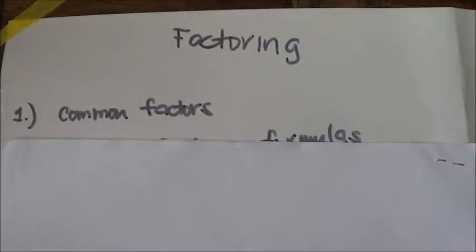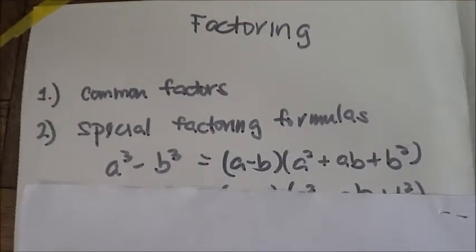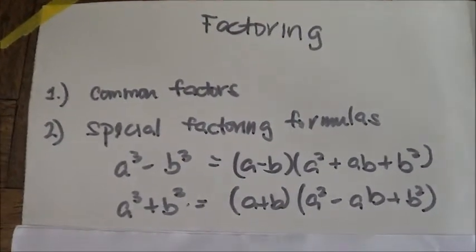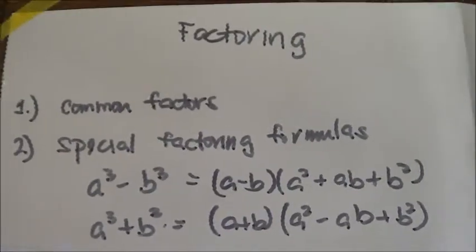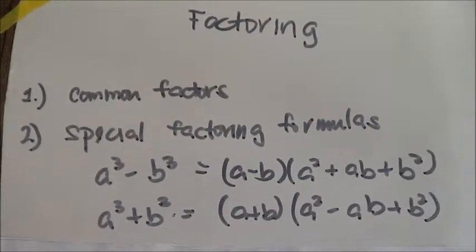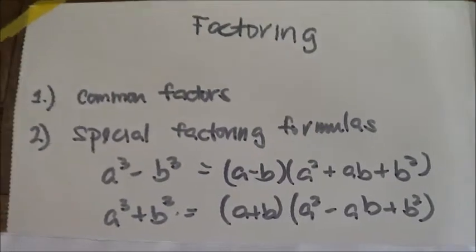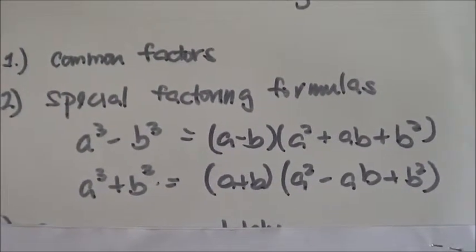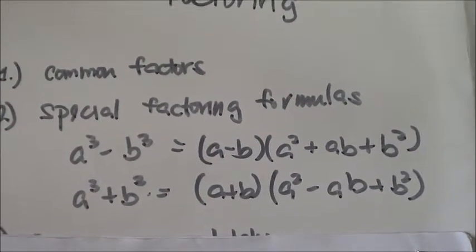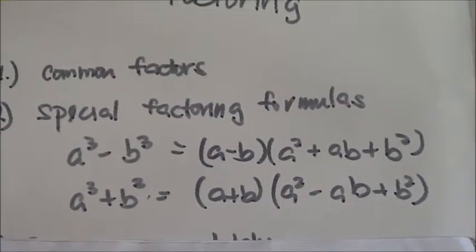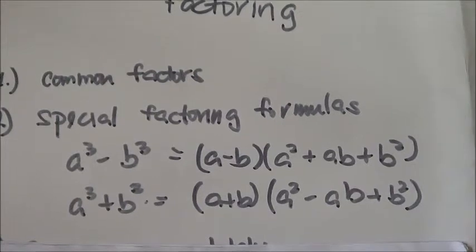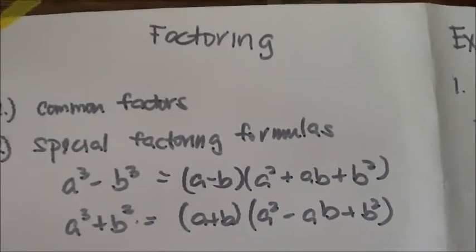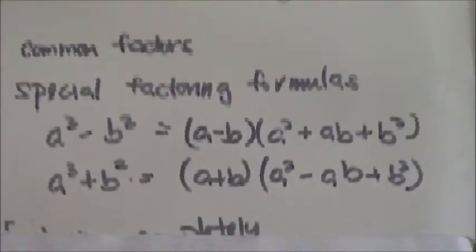In this video, we are going to talk about factoring. So first, how do we factor? Number one, we can factor out common factors. Number two, we can use special factoring formulas like a cubed minus b cubed is equal to a minus b times a squared plus ab plus b squared, and a cubed plus b cubed is equal to a plus b times a squared minus ab plus b squared.